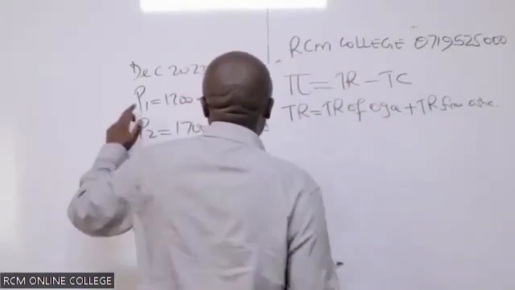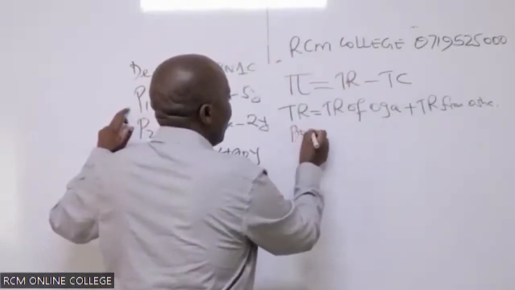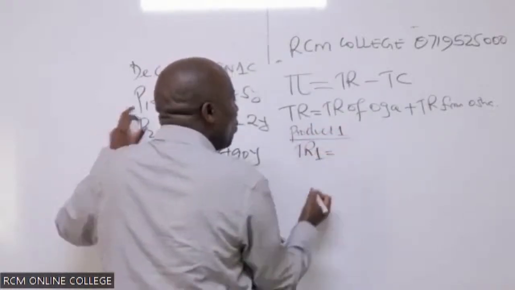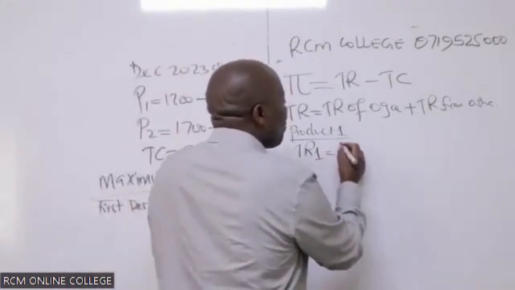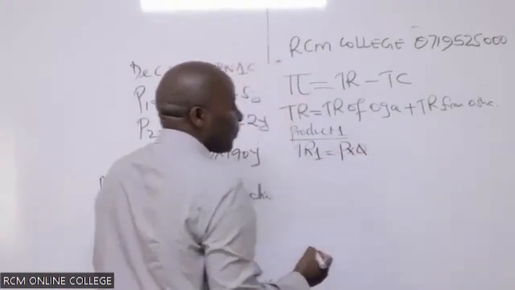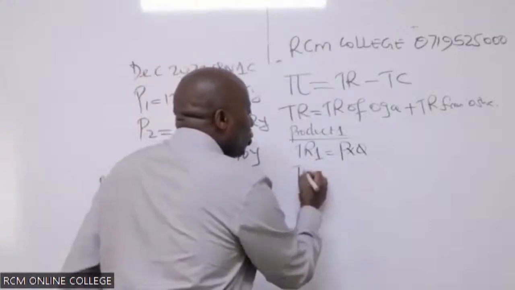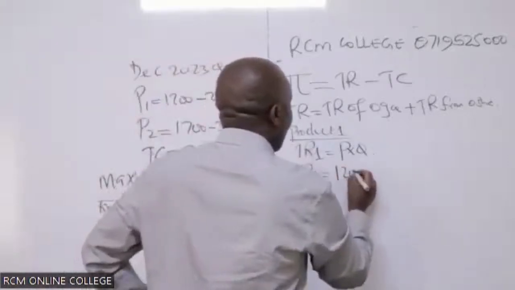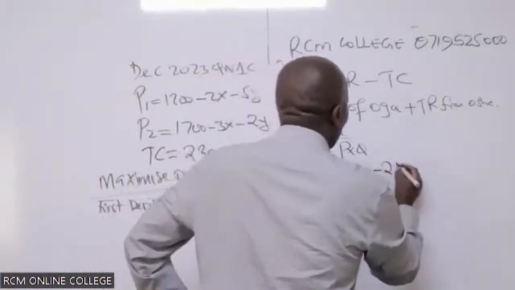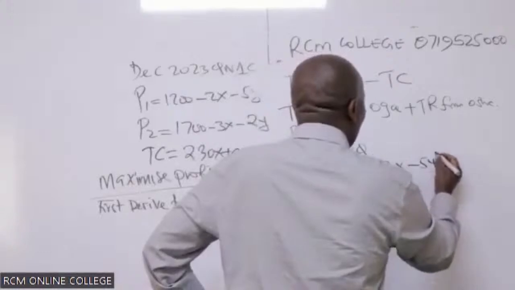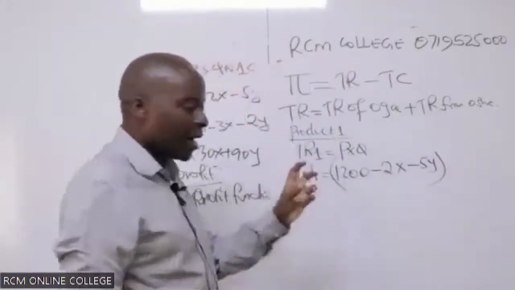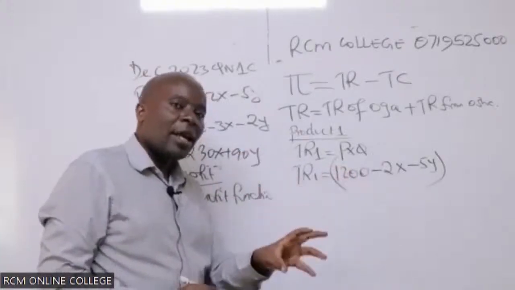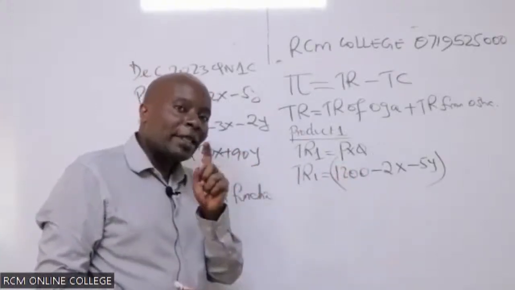So I would want us to start with product one. For product one, I want us to get total revenue one. How will I get this? Remember, total revenue is price times quantity. So total revenue one will be equal to the price. Price one is 1,200 minus 2x minus 5y. Price one has many terms, so I have to put them in brackets, and multiply this by the quantity one that was sold.